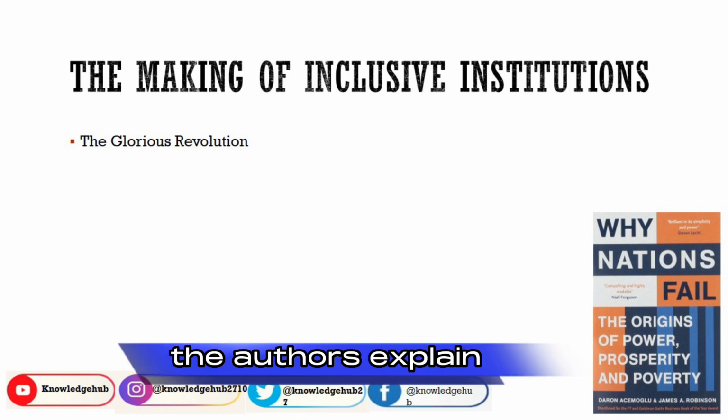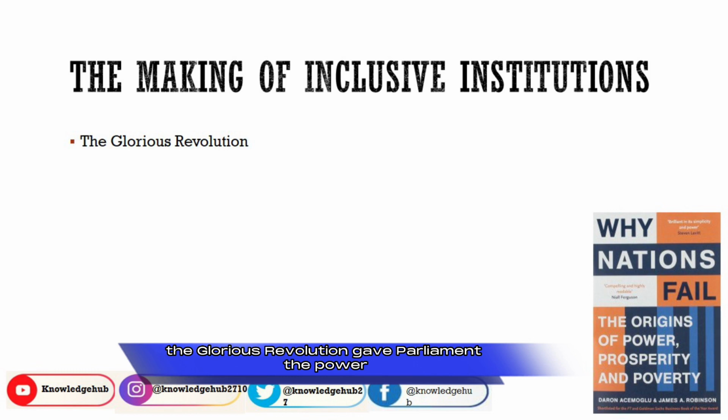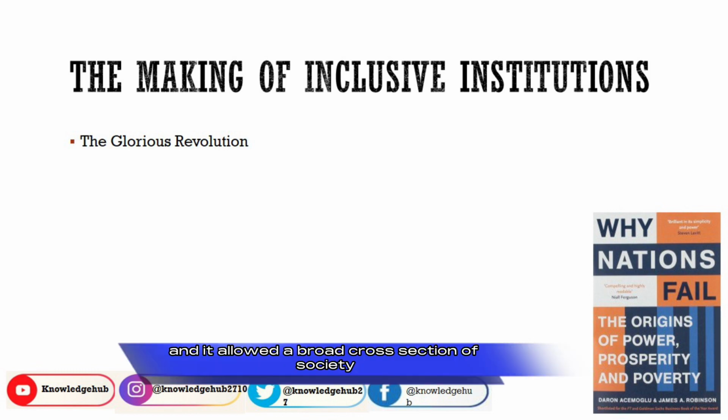The authors explain how England started to grow rapidly in the 17th century because of its inclusive institutions. These inclusive institutions were a result of the English Civil War and in particular the Glorious Revolution of 1688. The Glorious Revolution gave Parliament the power to set economic policies and allowed a broad cross-section of society to participate in politics for the first time. So these reforms created strong property rights and a uniform tax code.